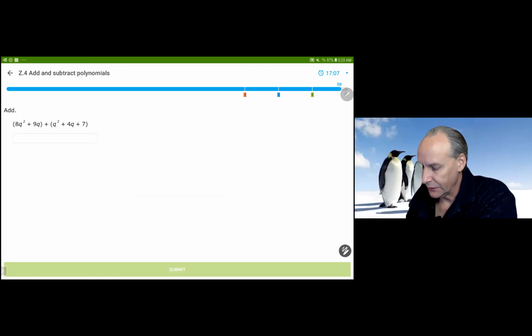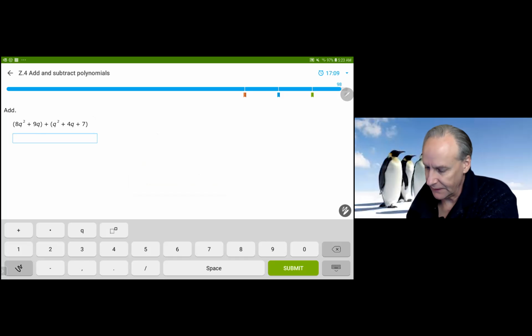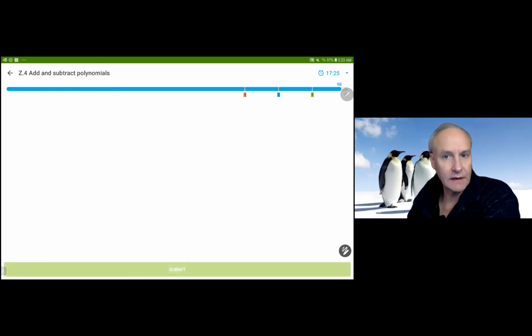We have 2 more to go. Man, they're really working us, aren't they? We have a 9q squared. I just added the q squared with the 8q squared. I have a 13q. And I have a plus 7. Just added the like terms together. And this is our last one.